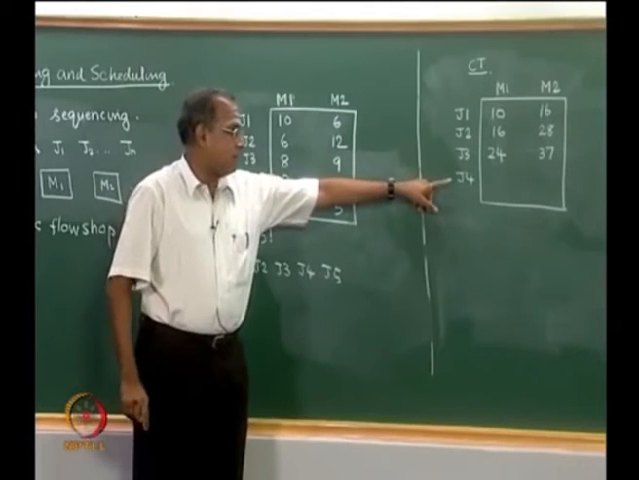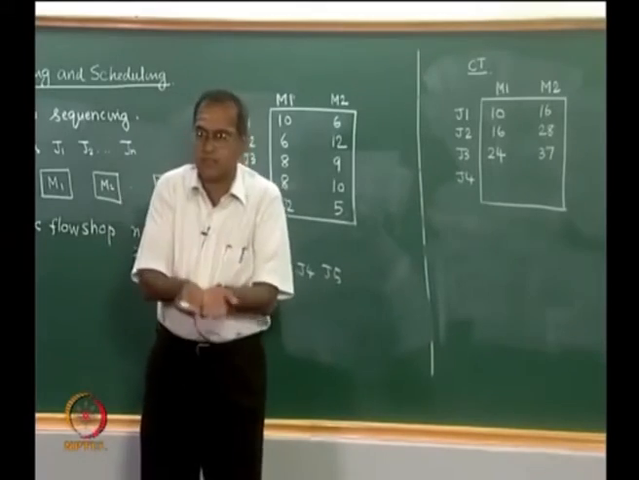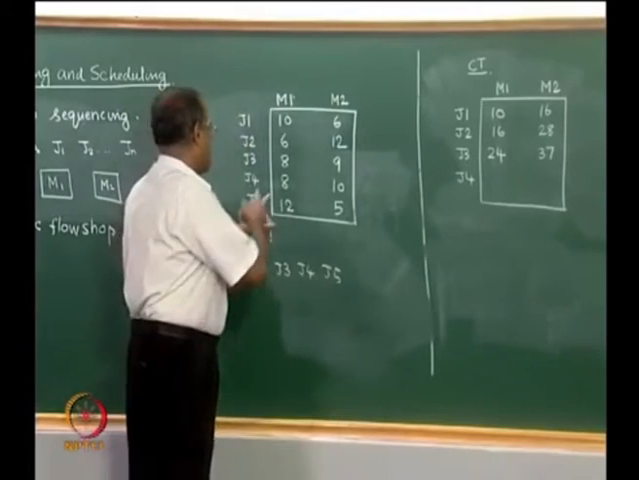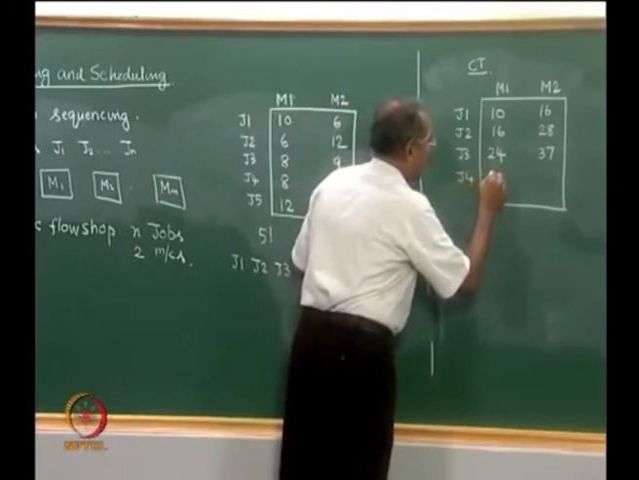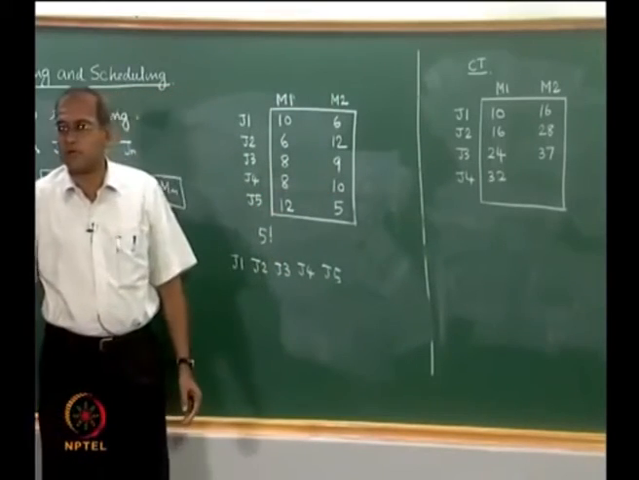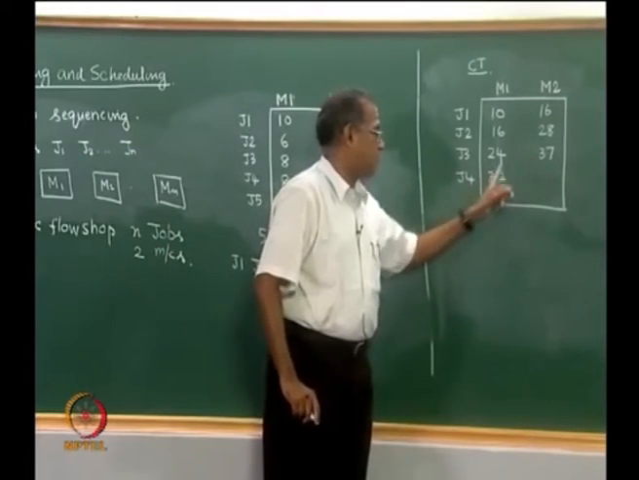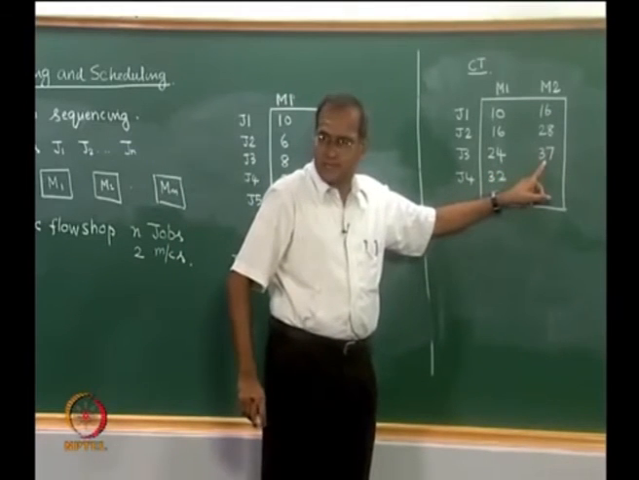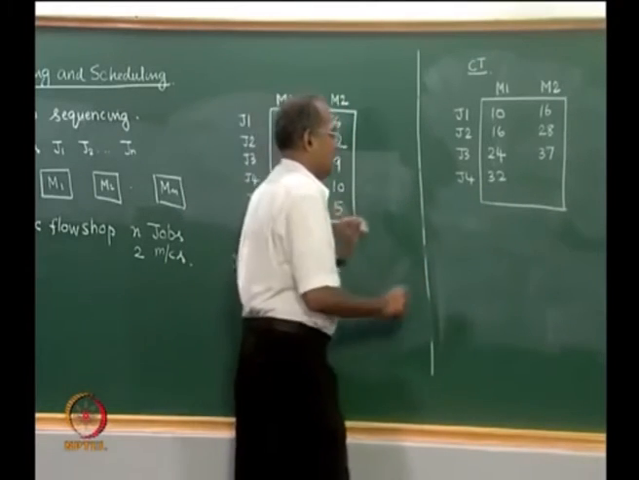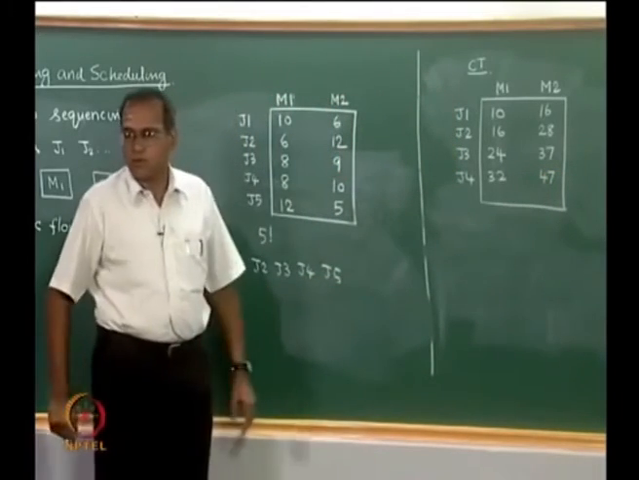Now, J4 can enter at 24 because at 24 the person has taken the job and kept it outside, and M1 is free. So, J4 starts at time equal to 24, takes a further 8 here, finishes at time equal to 32. Now, J4 again has to wait for 5 more units, so that M2 becomes free at 37, and then it goes to M2 at 37, takes 10 more units, finishes at 47 and then it comes out.